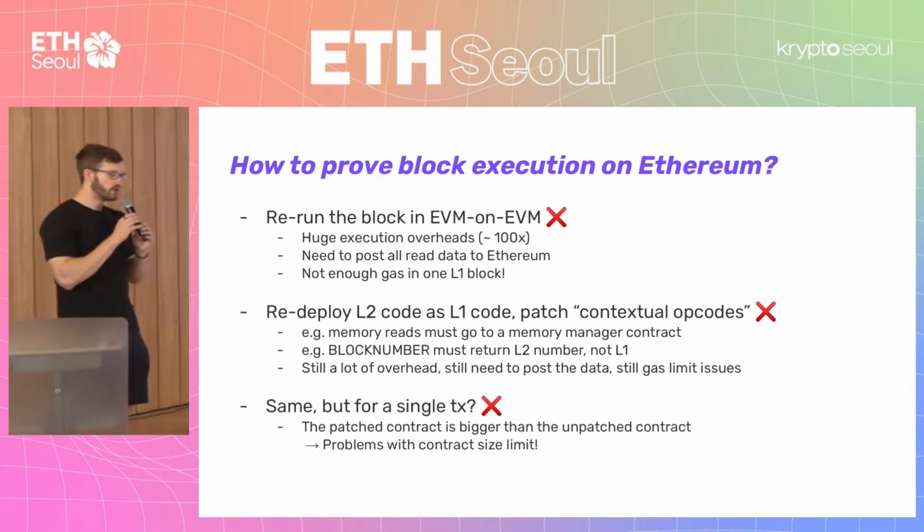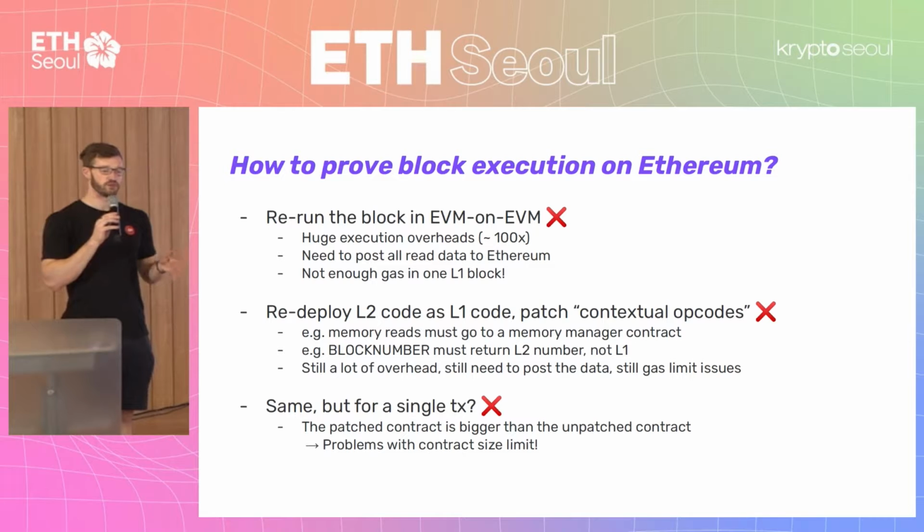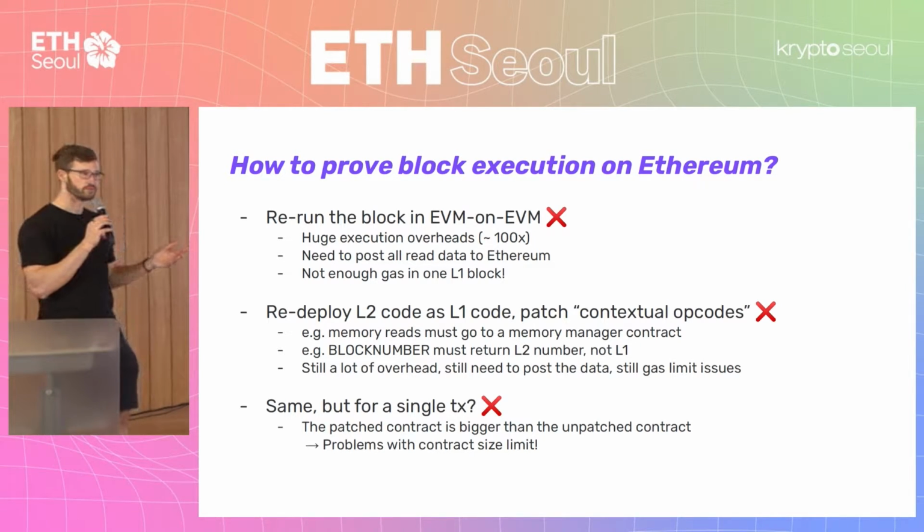So now we run into a problem. We have determined that executing the transaction leads to different results for a sequencer and a challenger. How do we decide who's right and who's wrong?